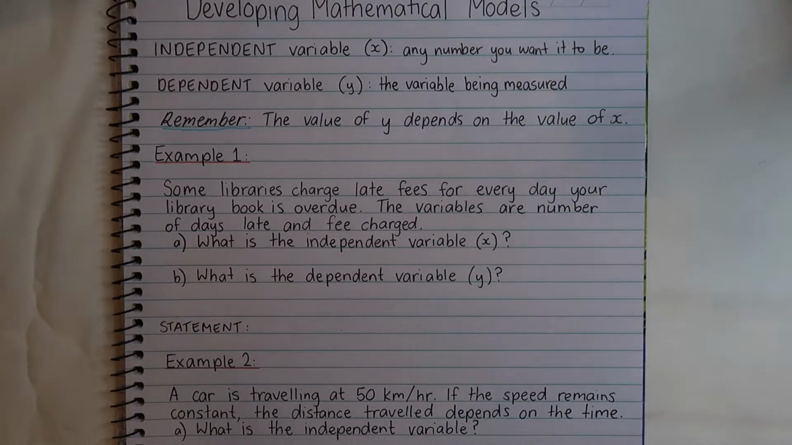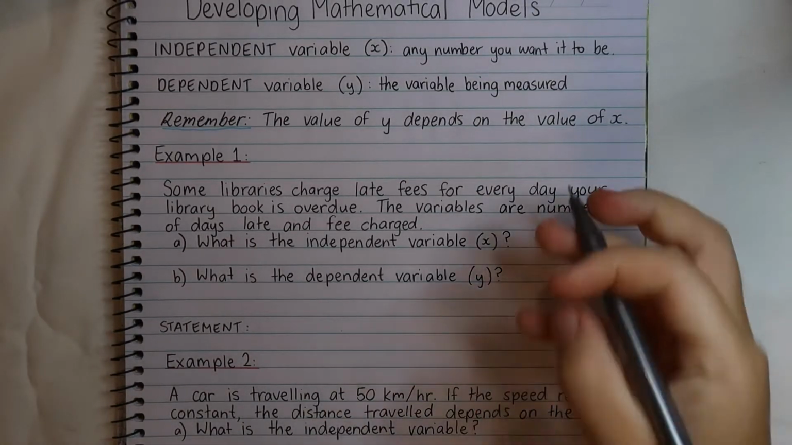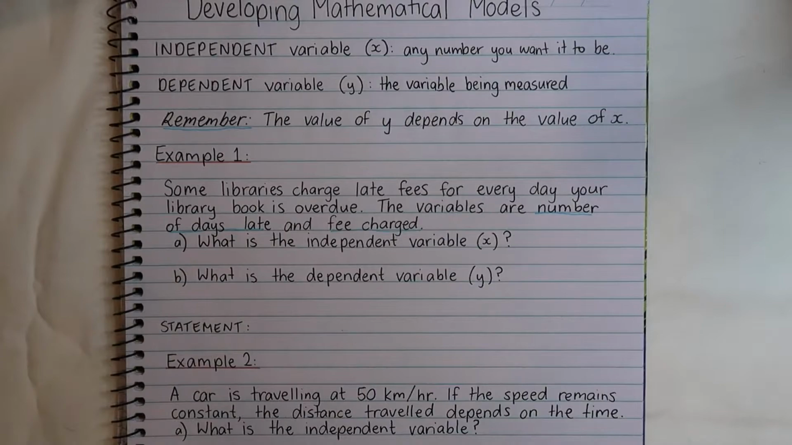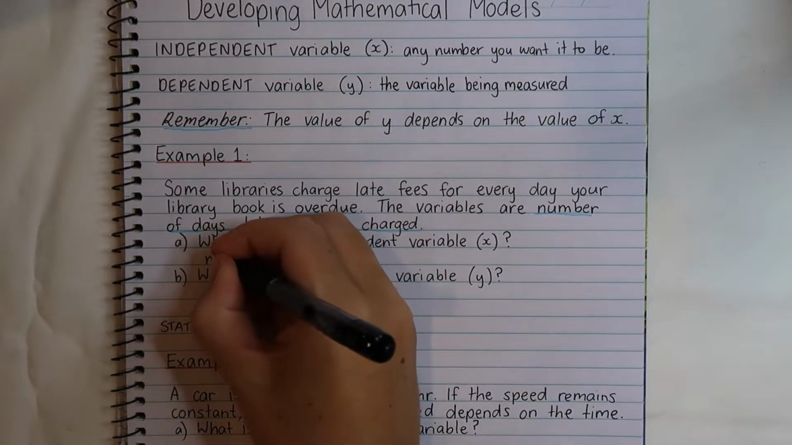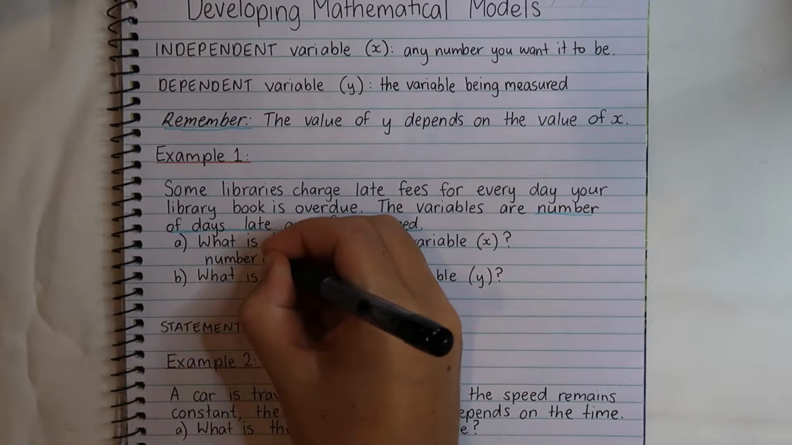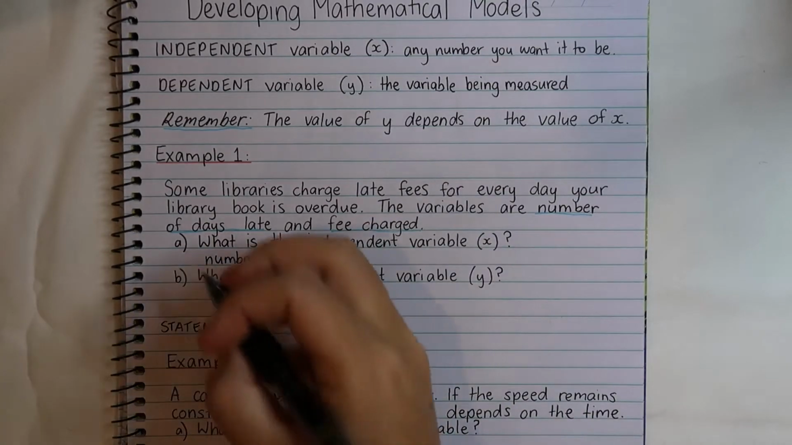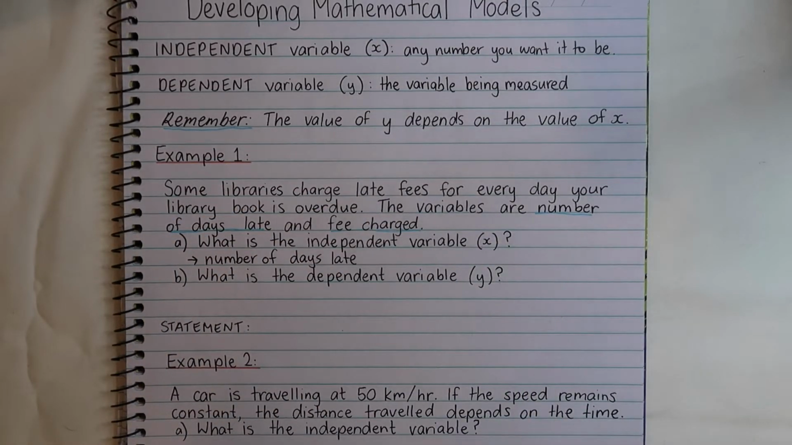So which one is any number you want it to be? Is it the number of days late? This one, number of days late? Or is it fee charged? The correct answer is number of days late. So that means our dependent variable would be fee charged because the value of y depends on the value of x. So the fee charged depends on the number of days late.